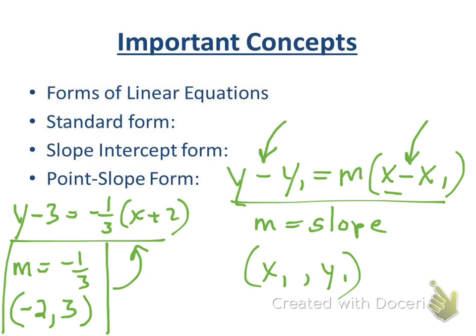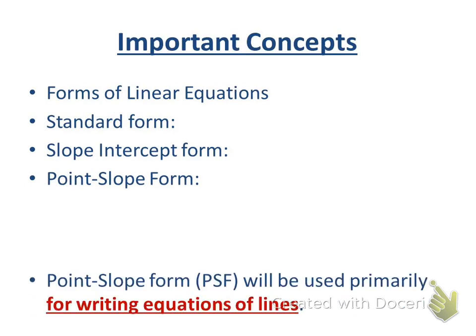You may at some point be asked to sketch the graph of a line that's given to you like that. We'll just use the point and the slope that they give you, start at the point and count the slope, rise and run. Okay, so we've got that. But the primary purpose, well, let me show you one more thing. I want you to see this relationship.